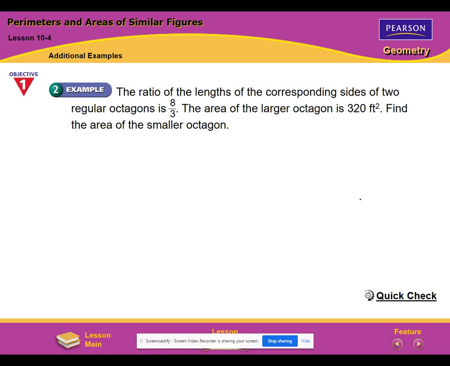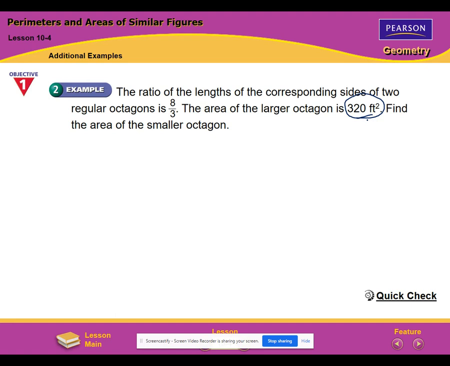Next, it says the ratio of the lengths of corresponding sides of two regular octagons is 8/3. The area of the larger octagon is 320 feet squared. Find the area of the smaller octagon. I like to think about it like being in levels. Level 1 is length. Okay, that's where similarity ratio and the ratio of perimeters lives. Level 2 is area. That's what we're being told here about the larger octagon. Now the fact that it's an octagon means nothing. You might get scared away by the fact that it's an octagon, and we had a pretty complicated formula for that. That's not what they're asking us to do here, though.